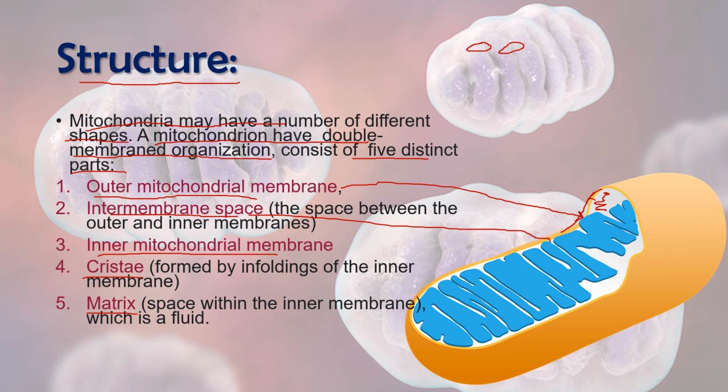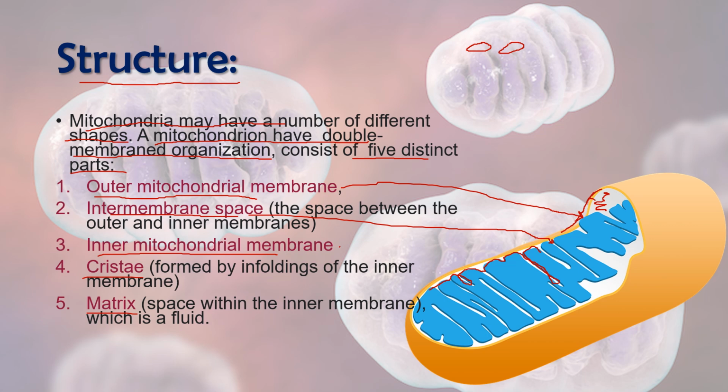The space present between the inner mitochondrial membrane and the outer mitochondrial membrane is known as the intermembrane space. And the third one is the inner mitochondrial membrane. These infolding like structures, shown in blue color, are part of the inner mitochondrial membrane, and this is very important function-wise in mitochondria.